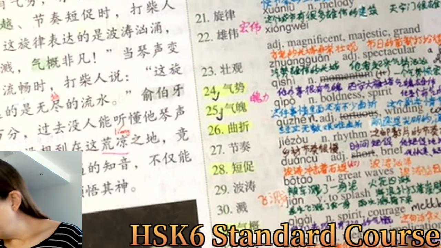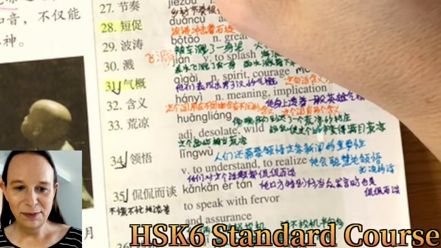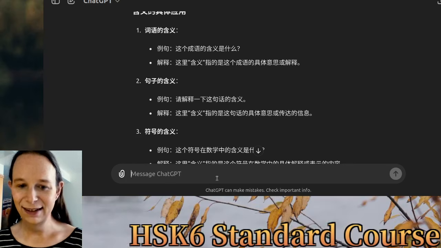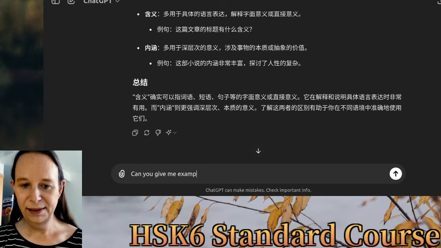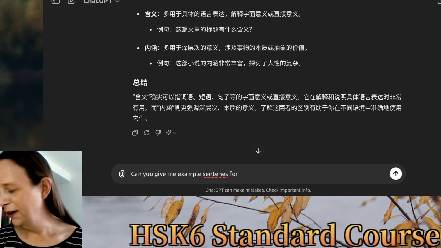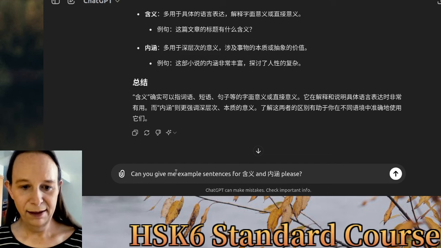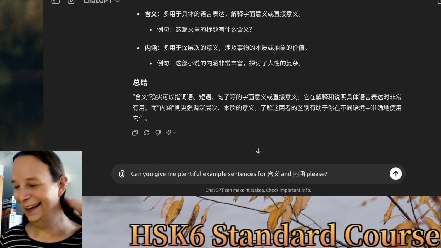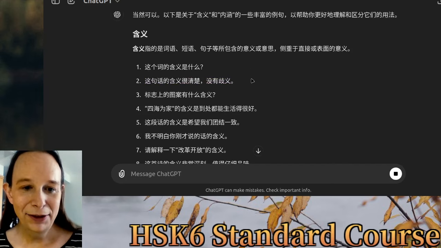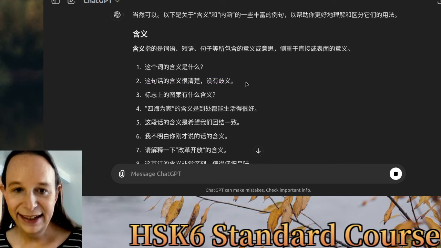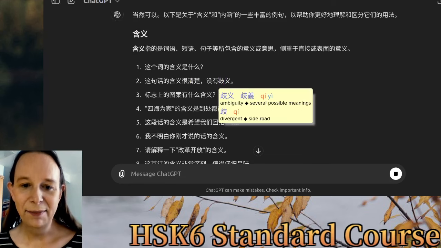All right, what does the textbook say? Meaning, implication. All right. I feel like this is more important than splitting hairs between 七盖 and 七破 and what's the other one? 七十. All right, can you give me example sentences for 含义 and 内涵? Plentiful. This word's meaning is clear. Is like an ambiguous point, or what does the dictionary say? Divergent point? Just ambiguous. Ambiguity.